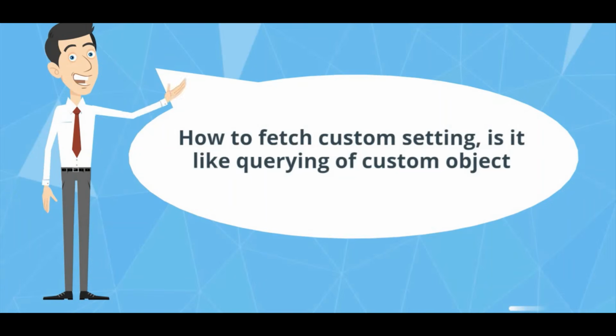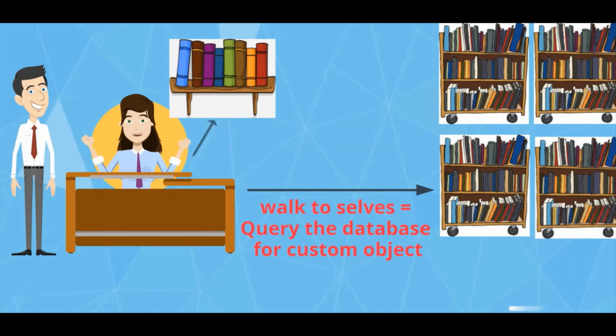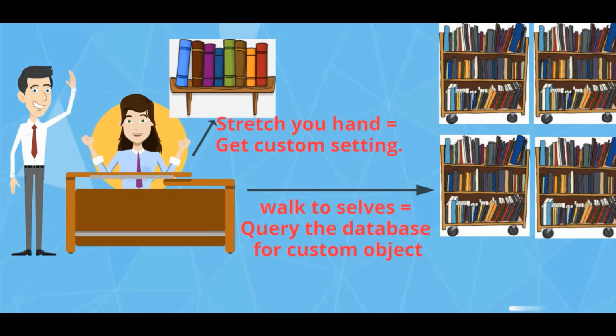How to fetch custom setting? Is it like querying of custom object? No, it is not. Custom setting needs no query. I will tell you with an example. So we have the library analogy, right? So for any book, if she wants to get it from that shelf, she needs to walk. So walking to shelves, consider it as a query, okay? Because it needs an effort and it needs time, right? So walking to the shelf is a query to the database.